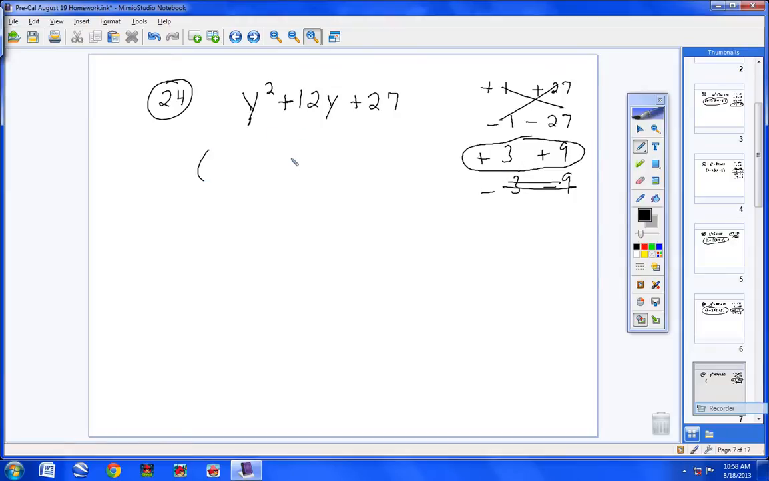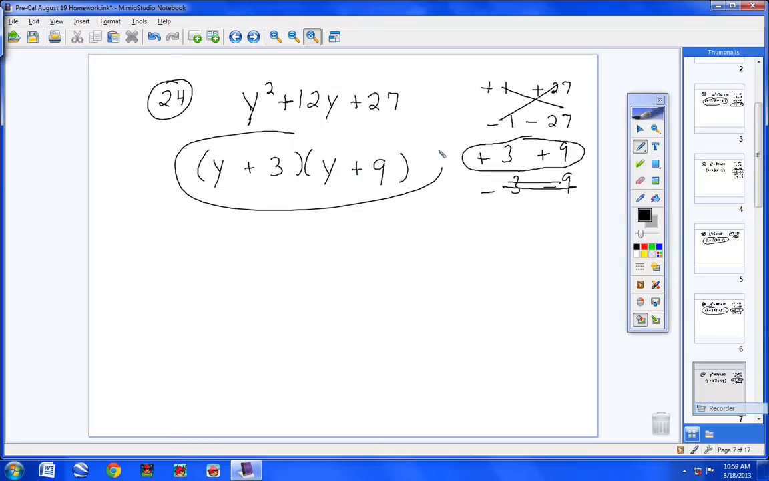So I am ready now to put two sets of parentheses. Because I have a y squared here, I'm going to put a y and a y. And because I have a 27 here with no variables, I'm going to put a positive 3 and a positive 9. I knew what two numbers to use because that was the group I circled over here.